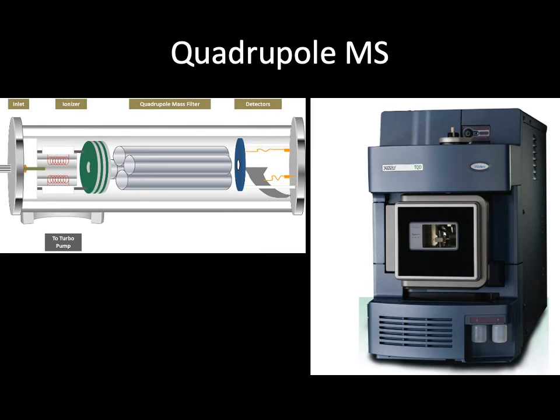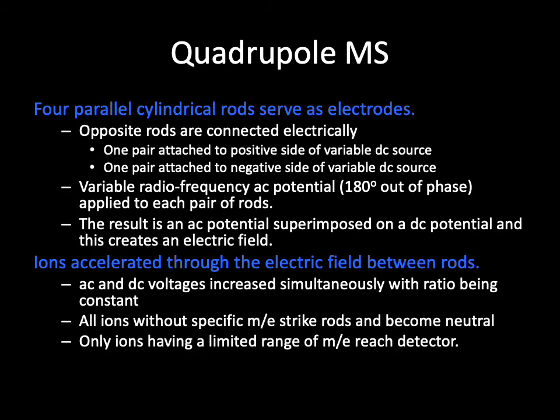Finally, now the quadrupole. The quadrupole essentially is four parallel cylindrical rods, and these act as electrodes. This is an example of what a quadrupole looks like. As I said, there are four parallel cylindrical rods which serve as electrodes, and the opposite rods are then connected electrically. So you have one pair which is attached to the positive side of the variable DC source, and another pair that are attached to the negative side of the DC source.